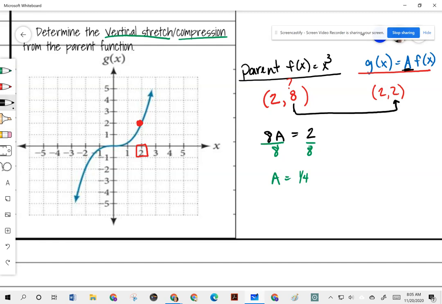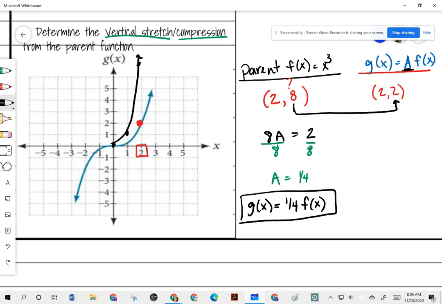Which makes sense because if we look at that, the parent function would be up here, and we ended up getting a little bit more compressed, a little bit smaller underneath that. So we could look at this and write g of x is equal to 1/4 f of x. That's one way that we can identify it. We can also say that g of x is 1/4, and remember f of x was just x cubed. So we can also say that.